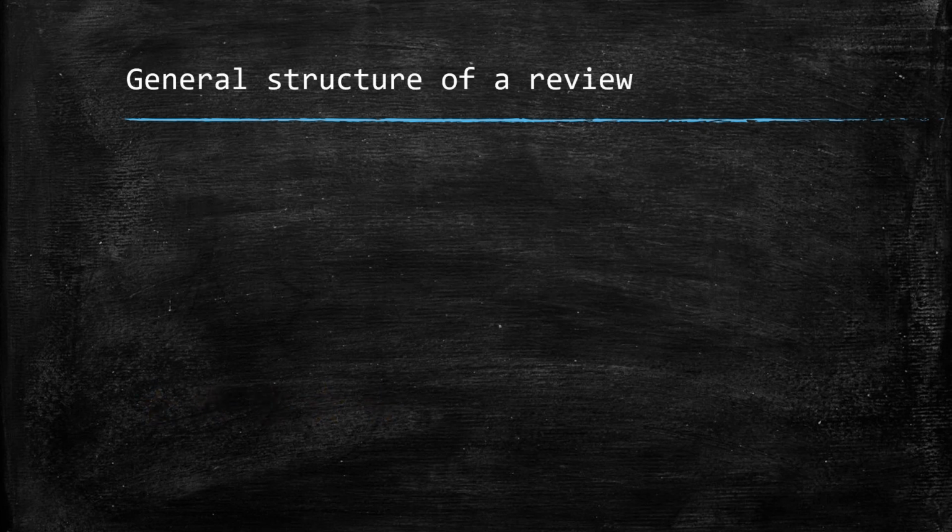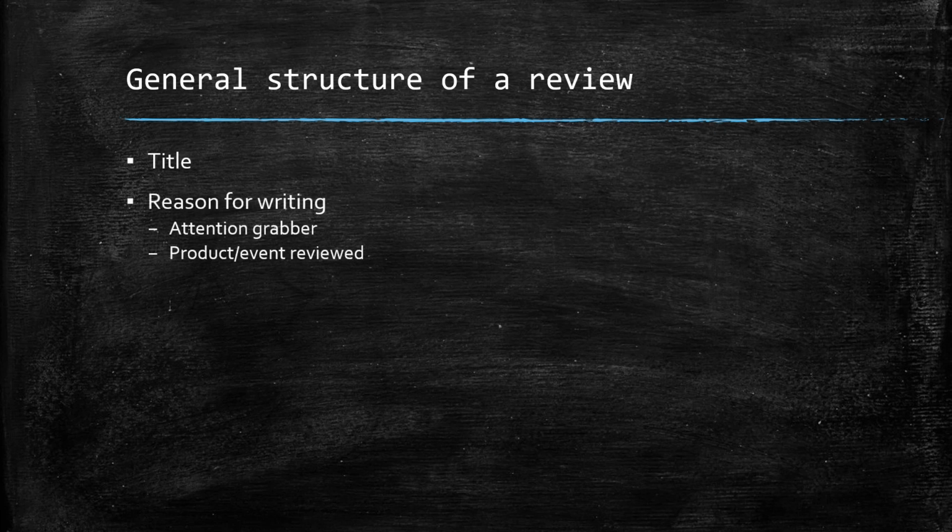First up, the structure of a review. You will probably need to start off with making a plan. Many people are tempted to start with the title, but it's best to save that for last. Also, you're going to need a reason for writing, so try to insert an attention grabber, maybe a good anecdote, or a short sentence which explains why you're reviewing a product.